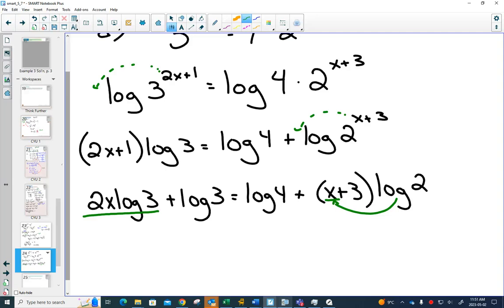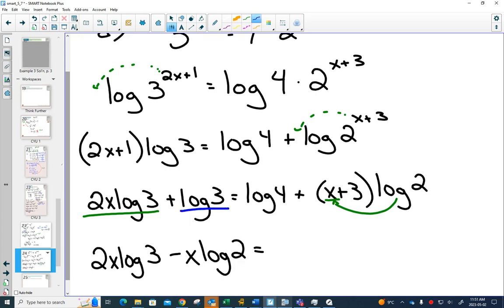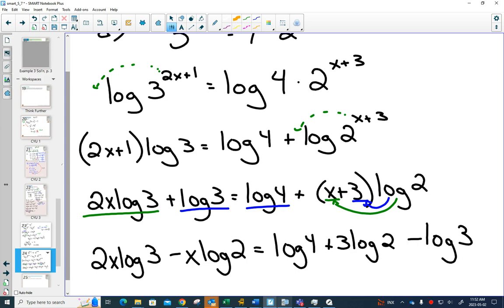I'm going to move all of those to the one side, so I'm going to have 2x log 3, but now I'm going to subtract the x log 2, and I'm going to put those ones on the left side. And I'm going to put all of the terms without x's. I have a log 3, a log 4, and when I distribute this, a 3 log 2, those will all be terms without x's. I'm going to put those all on the right-hand side, so I keep the log 4 there, I'm going to keep the 3 log 2 on this side, and I'm going to subtract the log 3 on the other side.